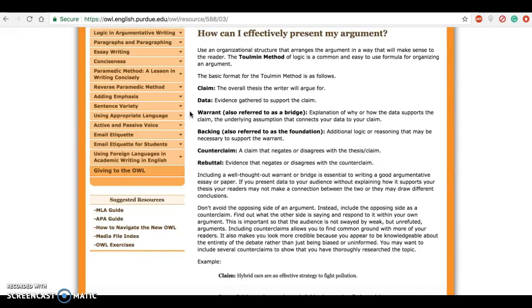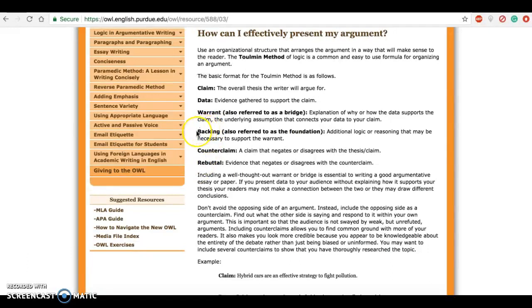The warrant is an opportunity to explain how your data supports your claim, how the underlying evidence and assumptions and things about the world cause you to believe whatever it is that you believe. Now, these three, the claim, data, and warrant, are the most important parts of the Toulmin method. The kind of optional things I was talking about at the beginning are the backing, the counterclaim, sometimes grouped together with rebuttal, and something that OWL Purdue actually doesn't list here called the qualifier.